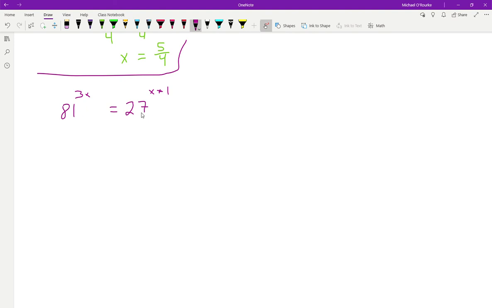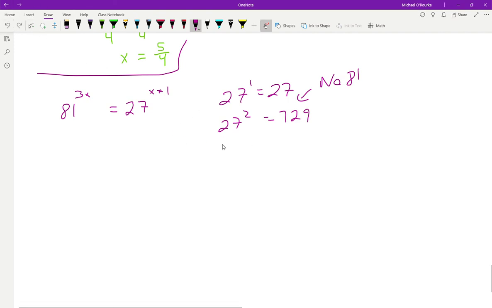So now, we know that we can't get the 27. 27 to the power 1 is 27. Once we go 27 squared, that's going to be 729. That's a big number, so we can't get to 81. So there's no 81. Okay? So we need to find a different base, a base that both of these work with. We can start guessing different numbers and kind of work backwards with it.